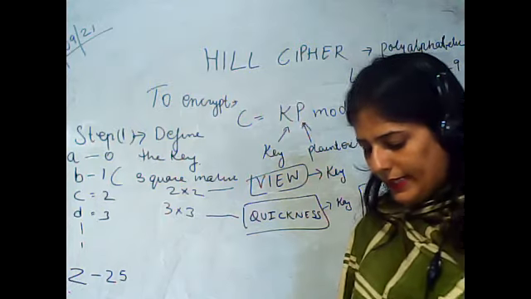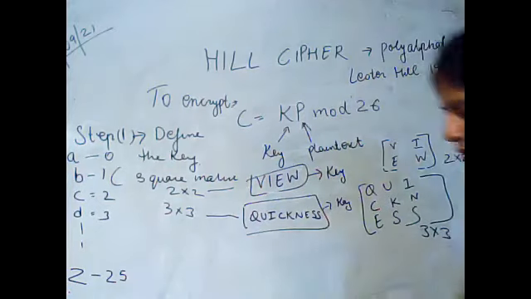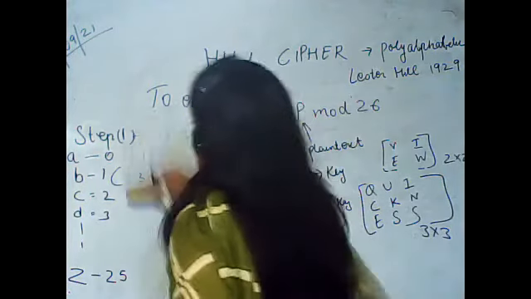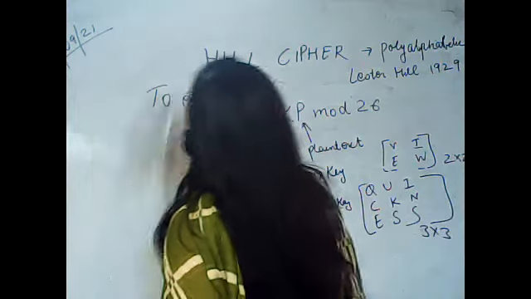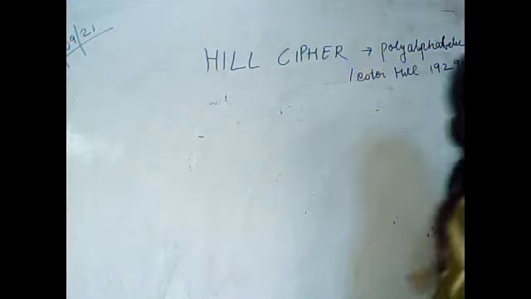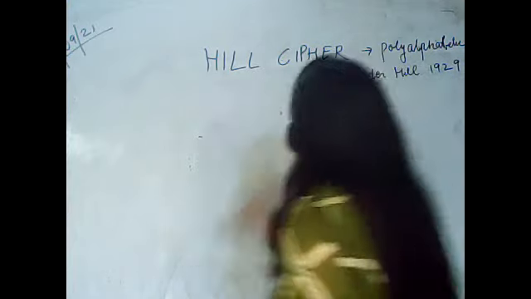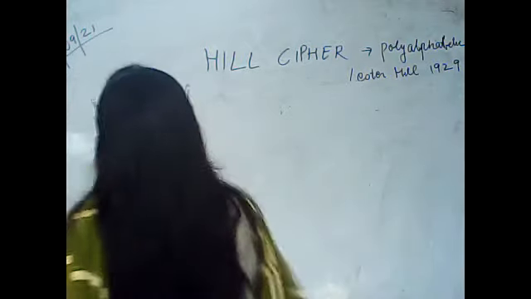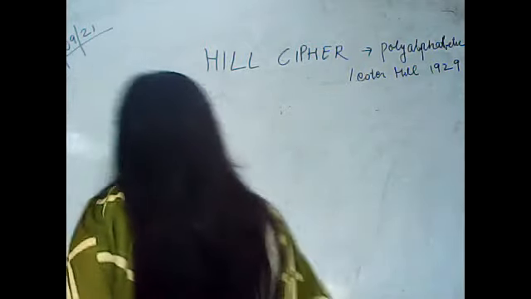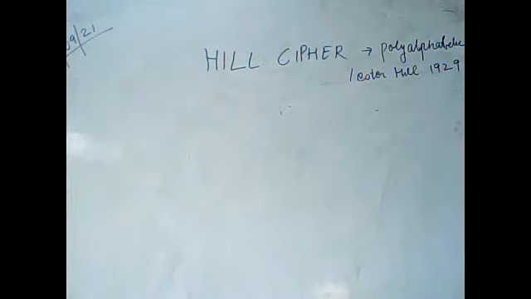Okay, so we can write like this. We will start here. Two things you must remember. First, whatever key you are using should form a square matrix. The square matrix could be 2 by 2, 3 by 3, 5 by 5. You can use anything, but it should be a square matrix. Secondly, we have to use the numeric notation for each alphabet.